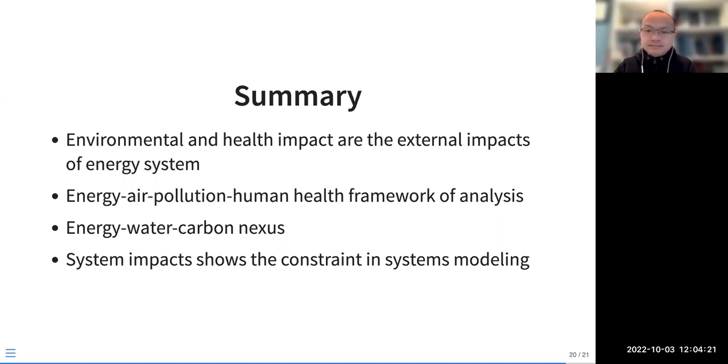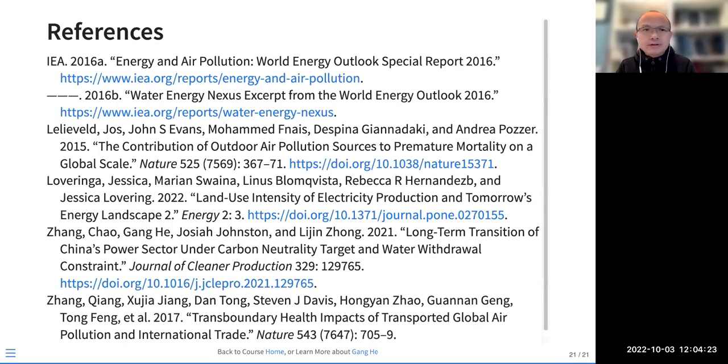Those will help us to understand this session. Here are some further references in addition to the two IEA reports. If you're interested, those papers can provide a very good reference for you to get a big picture of some of these topics. That's all for this session. Thank you.